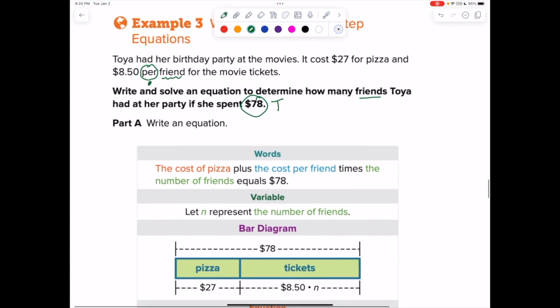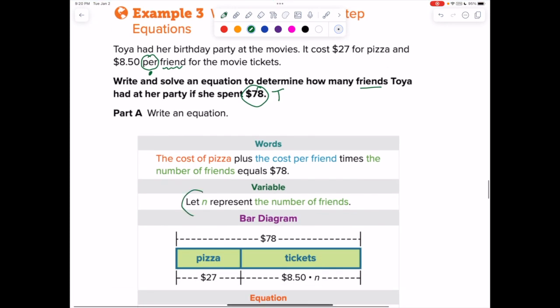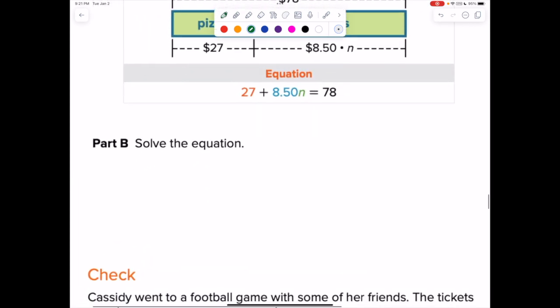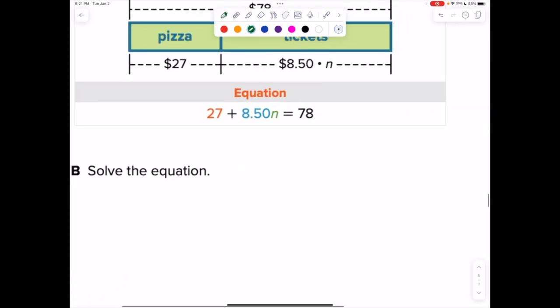Okay, a friend could be an F. In this case, they're saying, can you let friend be n? Okay, and so we end up with this equation right here of the total of $78 and then this situation of $27 for pizza and $8.50 per friend. So let's go ahead and solve the equation. I think we can probably do it right here instead of rewriting it.